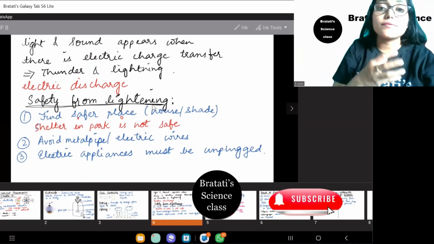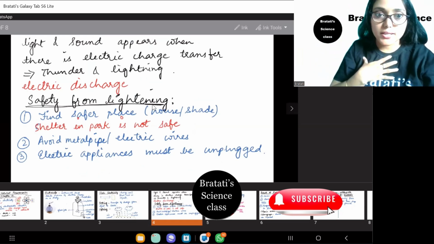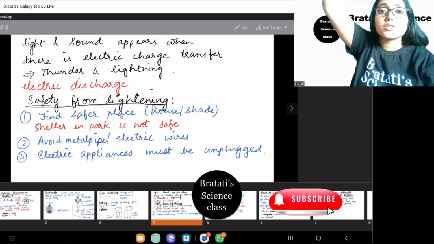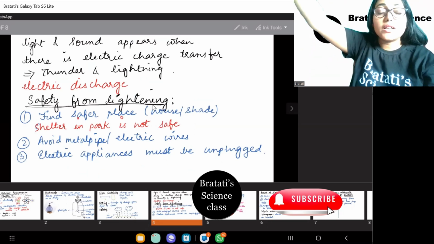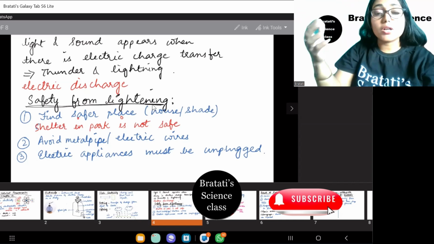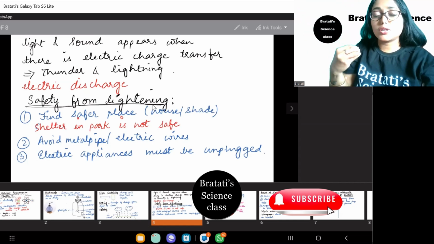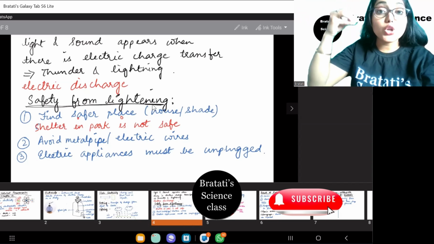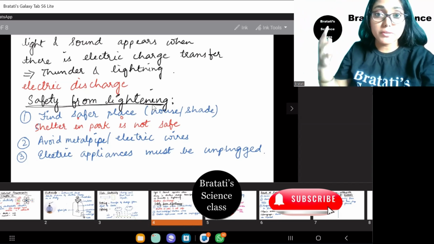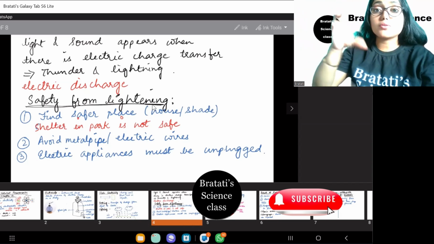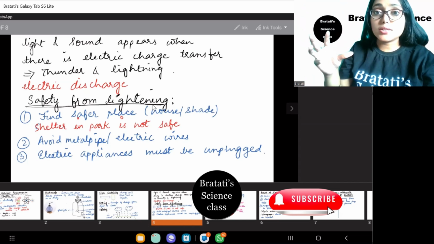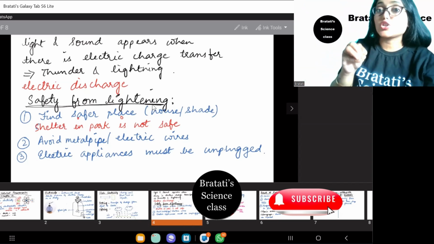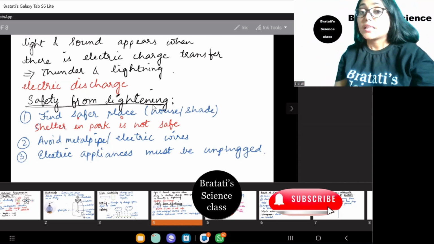Now what are the safety measures? How can we protect ourselves? As I said, tall buildings and tall objects are dangerous when you are outside. When you are indoors and you can hear the thunderstorm, or you get a precautionary message, the weather forecast, the meteorologist has already informed that today or tomorrow the wind will run at this many miles per hour and there might be a thunderstorm, so stay indoors. That is the first thing.